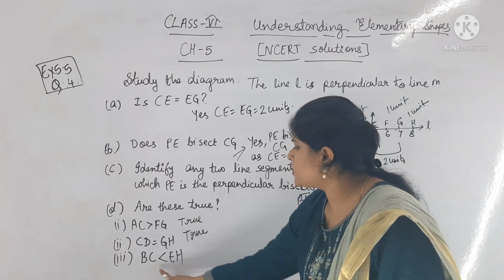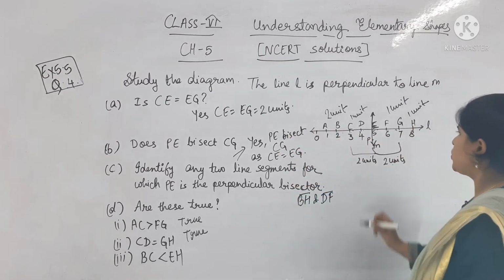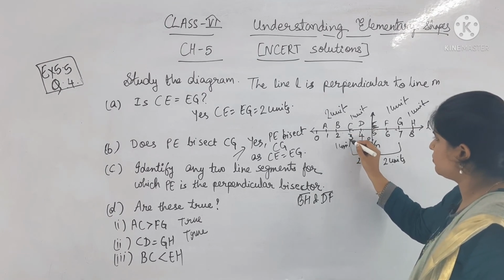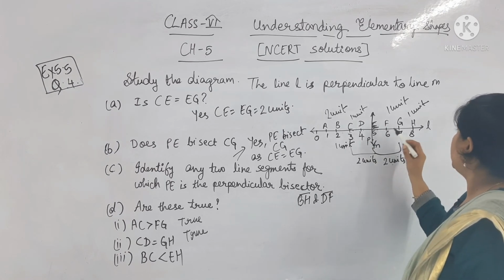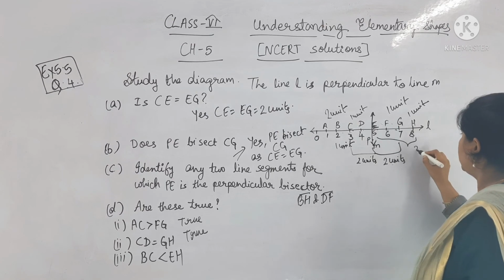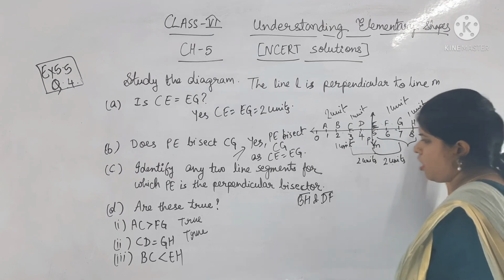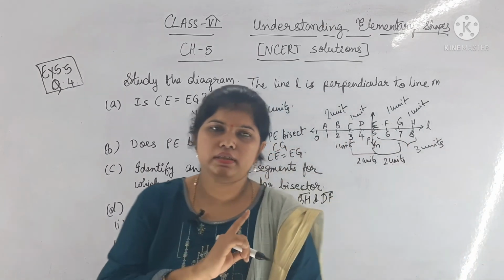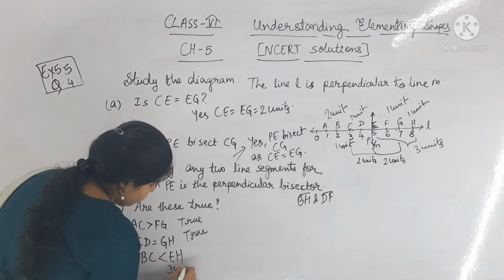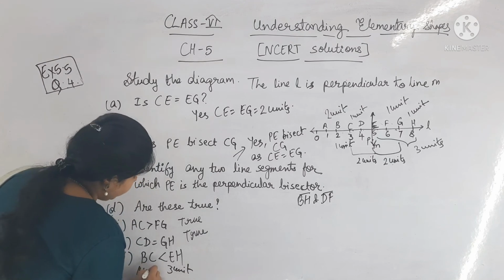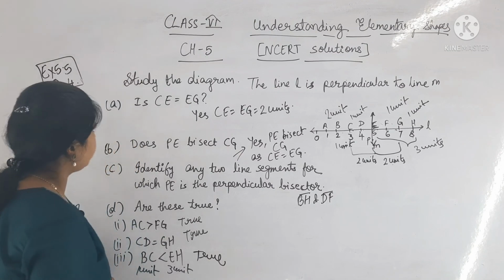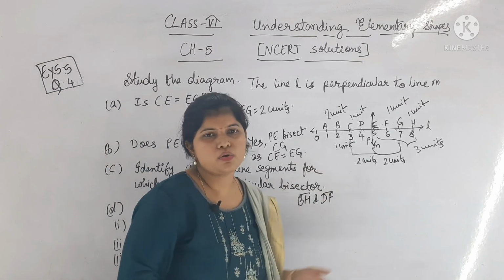Now number three, BC is less than EH. Here you can see BC is 1 unit and EH is 1, 2 and 3. This is 3 units. So that is why EH is greater. This is 3 units and this is 1 unit, so this statement is also true. That is your last question.